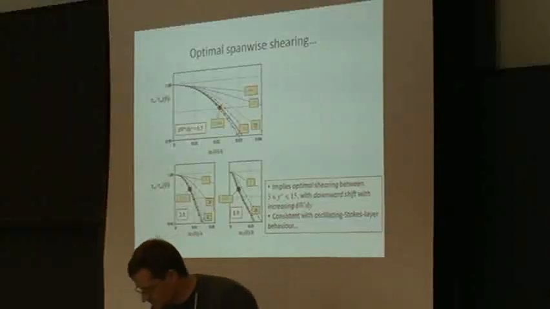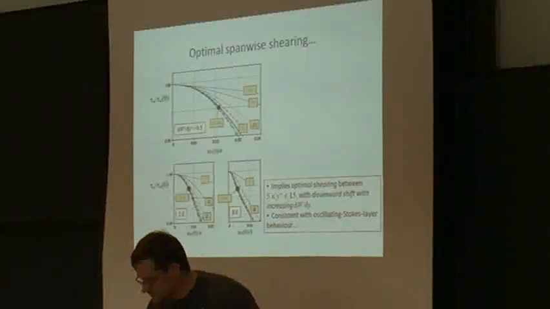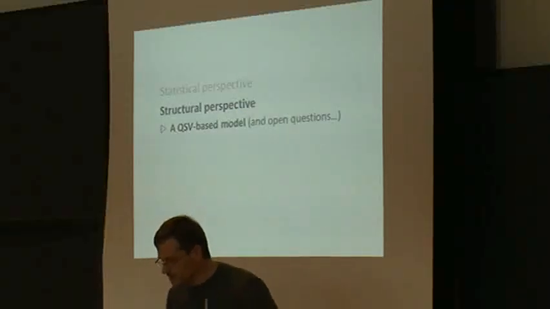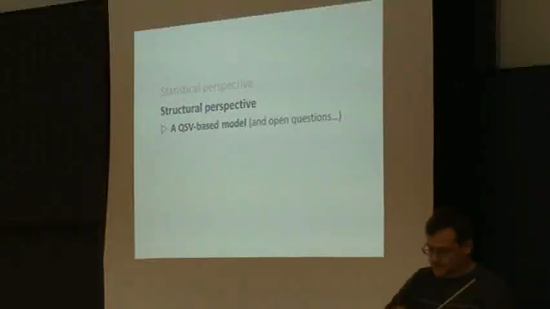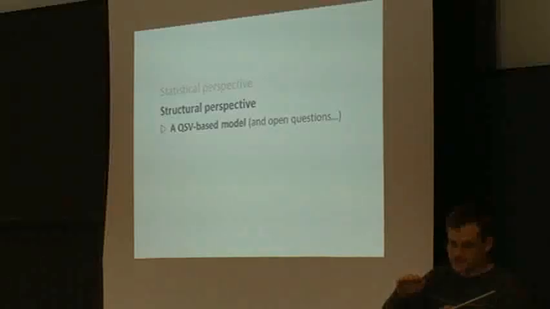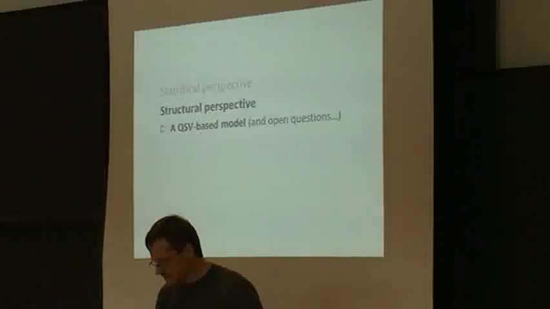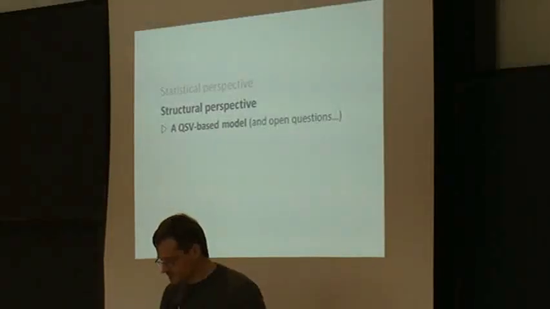That's consistent with the oscillating Stokes layer behavior for reasons I don't have time to go into now, but I'll talk to you about that later. But the main result is that fiddling with things between y+ of 5 and 15 has the deepest, most profound effect on the drag reduction. And we'd like to understand what that means from a structural point of view.